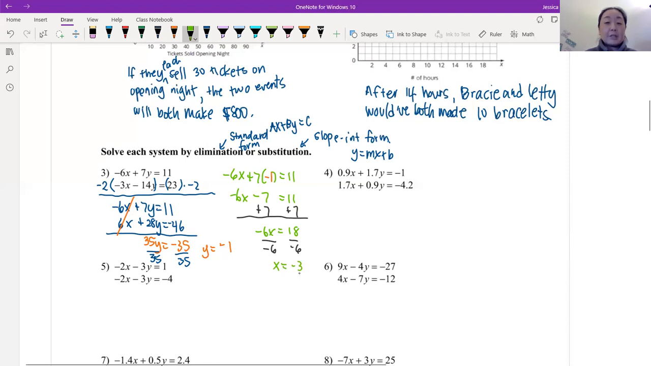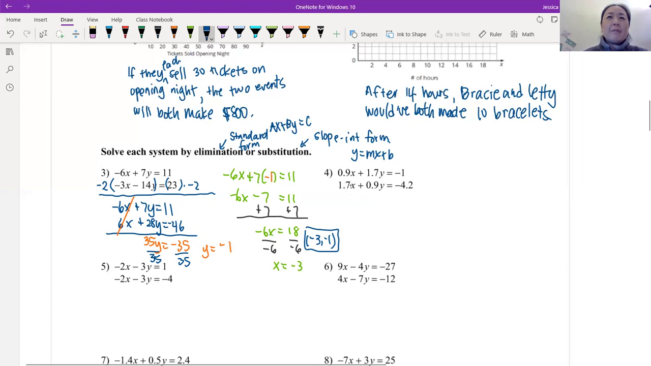So don't leave it like this. Always answer as a point. So our answer is going to be (-3, -1). That's our answer, right? And if you were to plug this back into any of these two equations, you can always check them and see, and it should equal whatever these are. If you plug it into the top, the left-hand side should equal 11. Plug it into the bottom, it should equal 23.